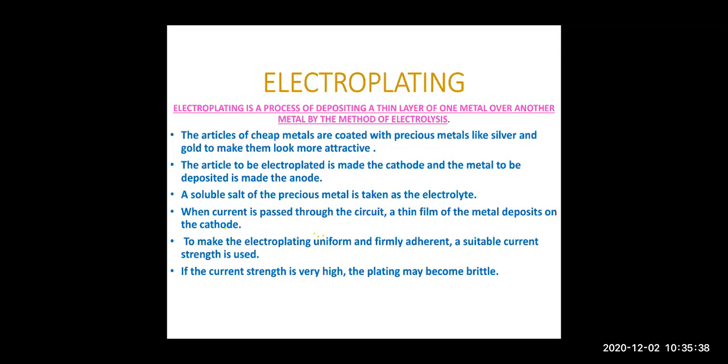So electroplating is a process in which you are depositing, you are putting a layer of one metal over another by electrolysis, right children? So you might have seen, children, the utensils of silver and gold. They are not made up of pure silver or gold. Actually, they are just coated with silver or gold, right children? So the articles of cheap metals are coated with precious metals like silver and gold to make them look attractive.